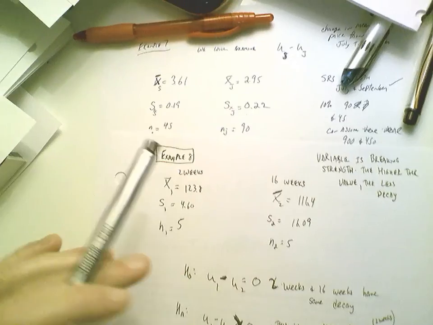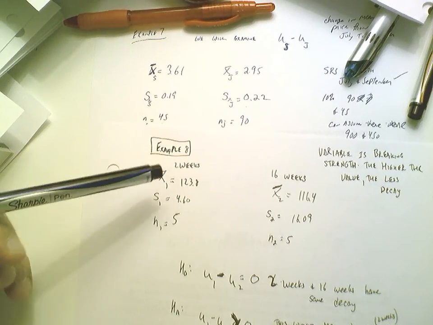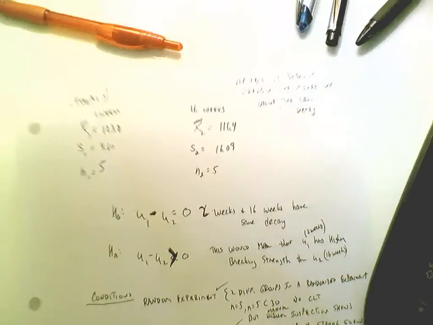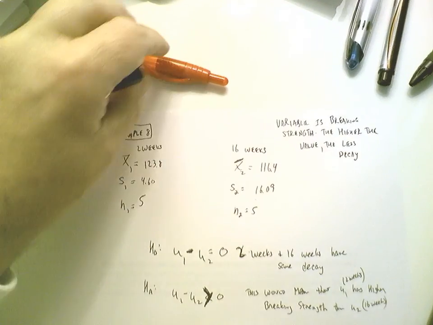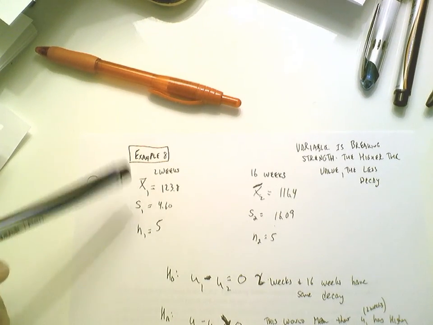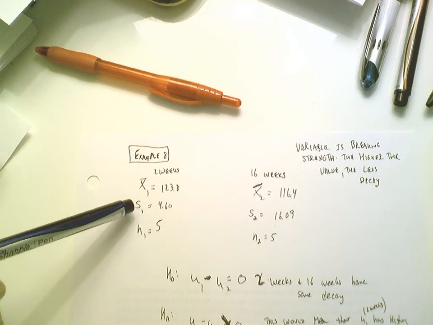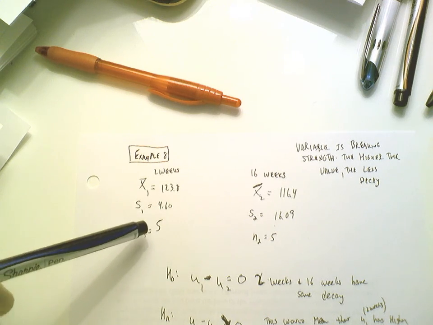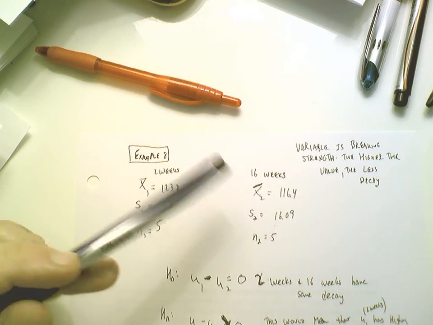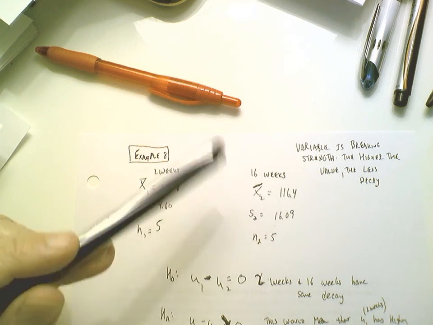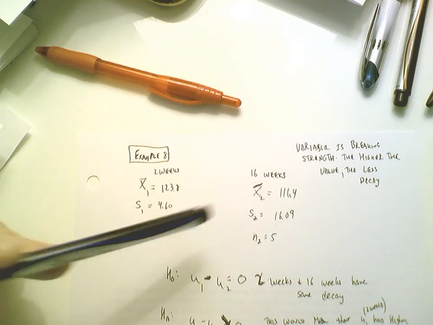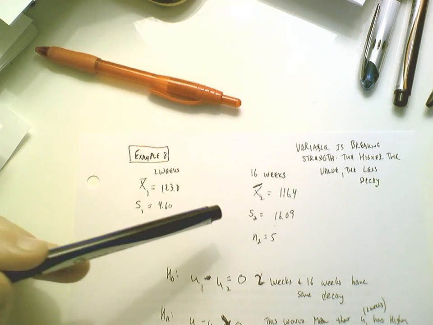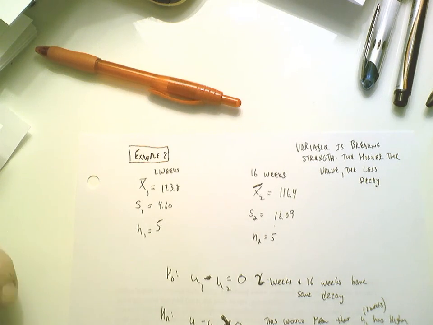So let's pull a couple things. Here comes all our data that we would have gotten out of the calculator. Oops, my fault. Let's get this other piece of paper out of the way. It's an earlier problem. For my 2 weeks, I can see my x bar. I can see my sample standard deviation of 4.6, sample size 5. For my 16 weeks, 116.4 was the mean breaking strength. 16.09 was the sample standard deviation. Again, sample size of 5.